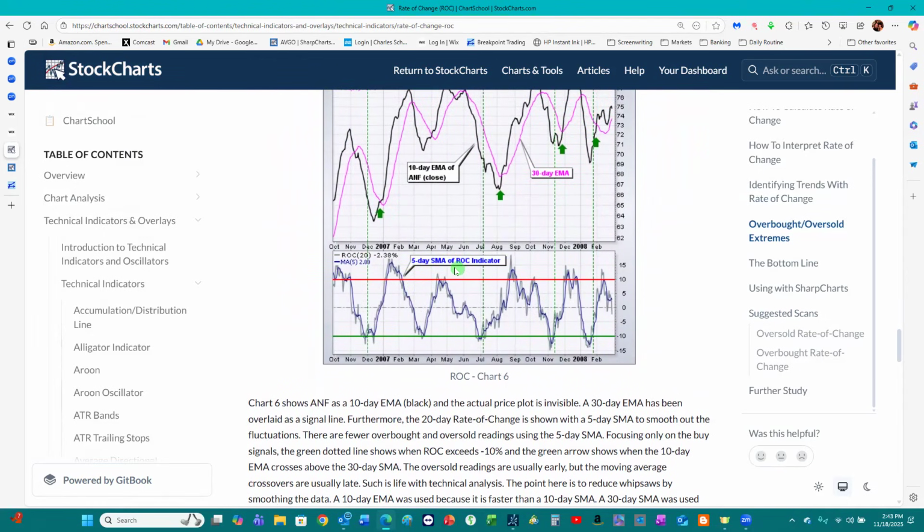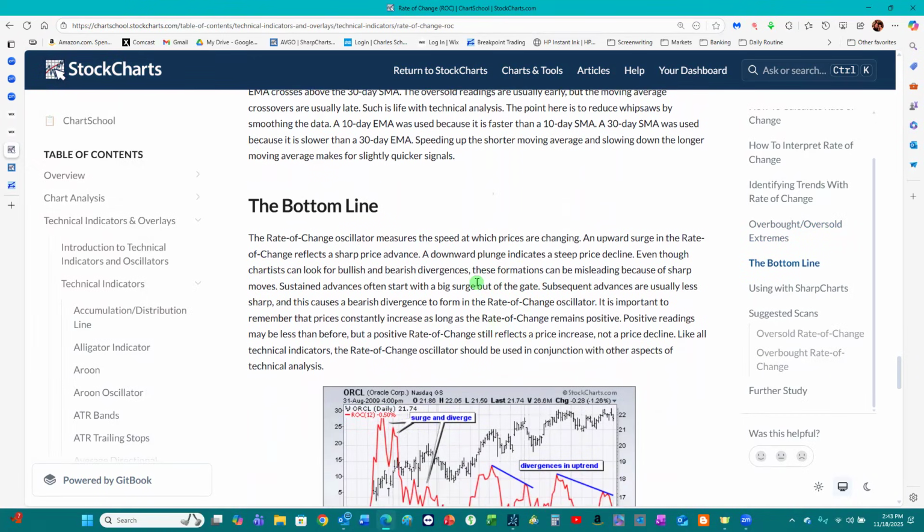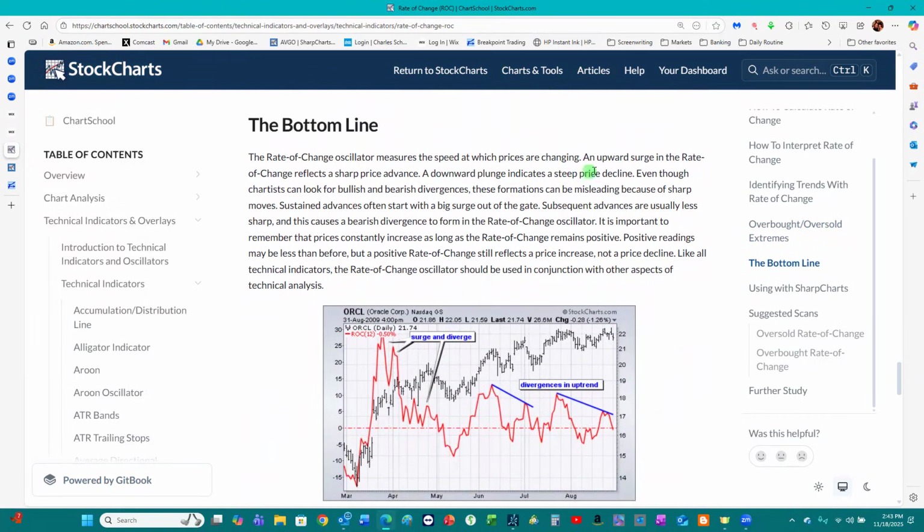You can also add a 5-day simple moving average. For me personally, I think it's a little too busy, so I don't use it that way. Bottom line, rate of change measures the speed at which prices are changing. An upward surge in the rate of change reflects a sharp price advance. A downward plunge indicates a steep price decline.